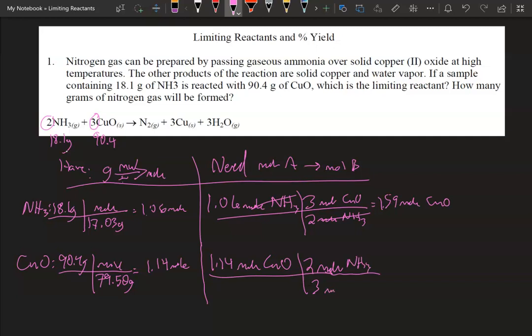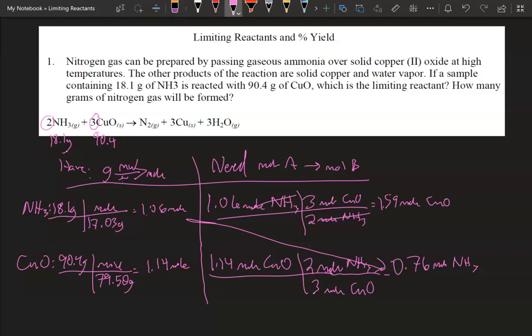For this one, you take the 1.14, times it by 2, and then divide that by 3. Just notice the ratio flips, and that gives you 0.76 moles of NH3. Now I'm going to compare the NH3 with what I have to what I need. I have 1.06 moles. I need 0.76, so I have plenty of NH3. So NH3 is not the limiting reagent.